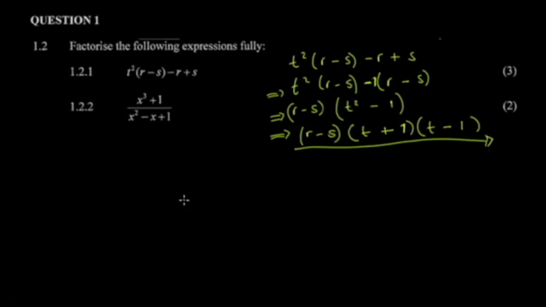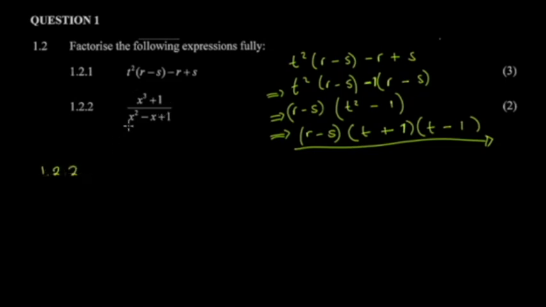Okay, so you get 3 marks, so you'd get 2 marks if you do it up to this point here. But you're supposed to further break down t squared minus 1 by difference of 2 squares. You recognize it because there will be a negative here, and there will also be a square here, a square here. Okay, so this is it. So let's move on to question 1.2.